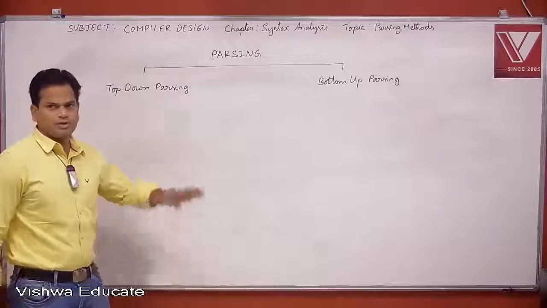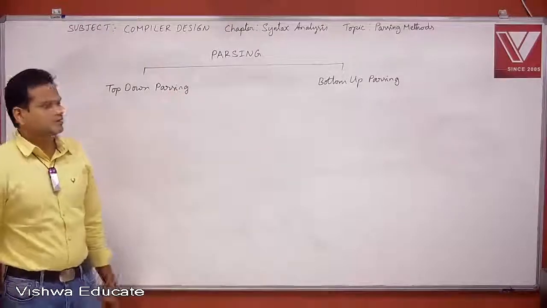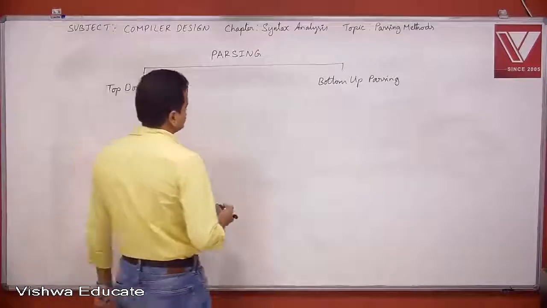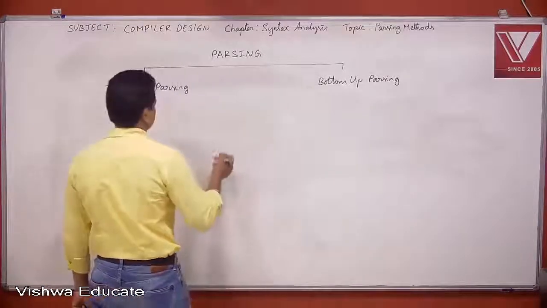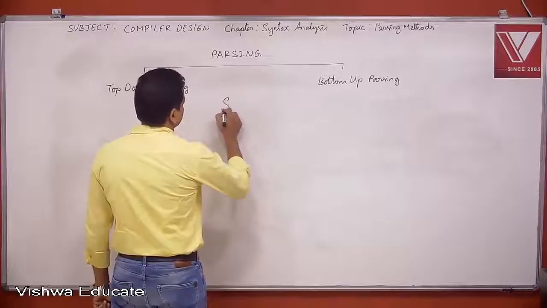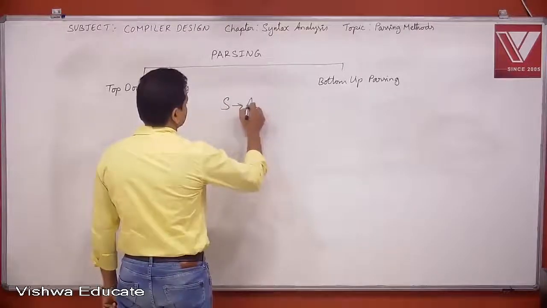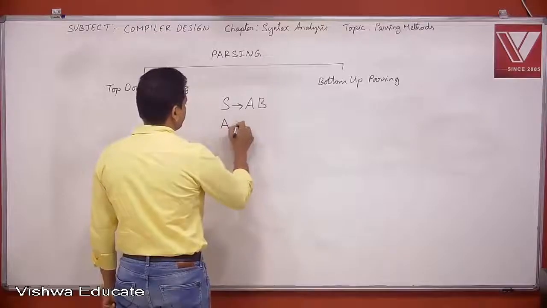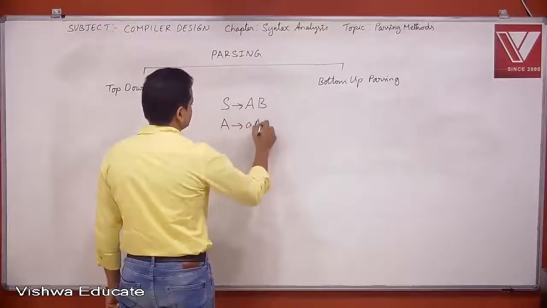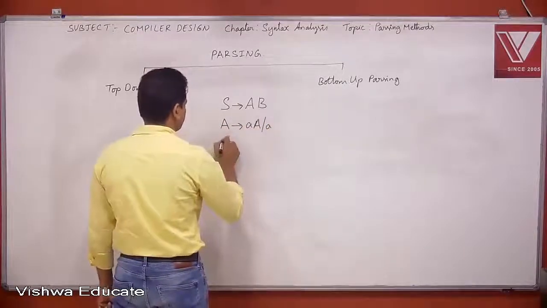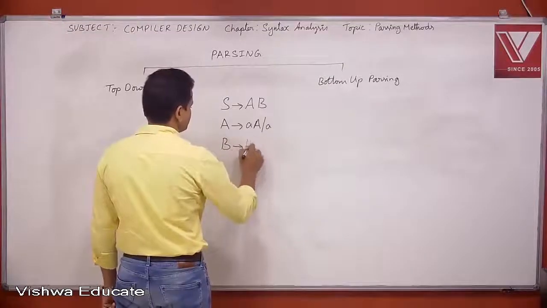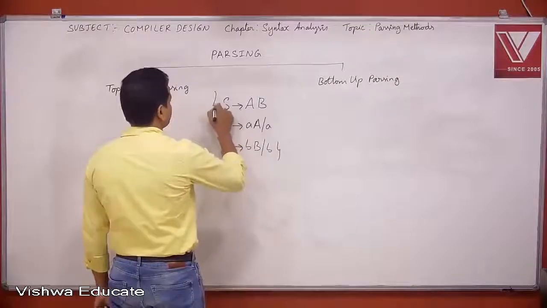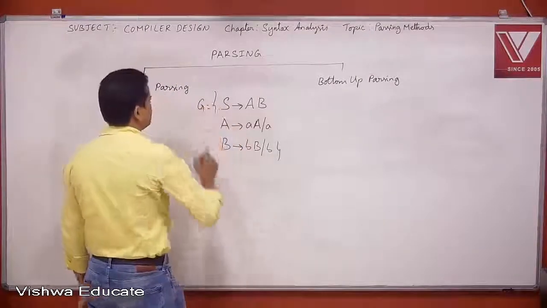So, what is top down and bottom up? We'll see. Okay, for this I am taking one example of grammar. Let this be the example: S derives AB, and A derives AA or A, and B derives BB or B. Let this be the grammar I am taking as example.